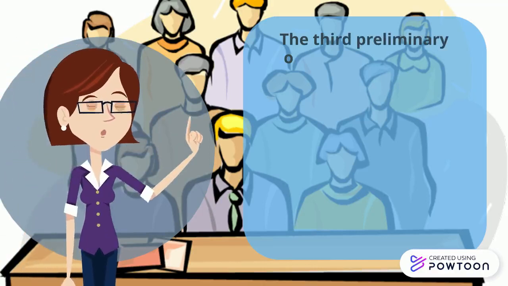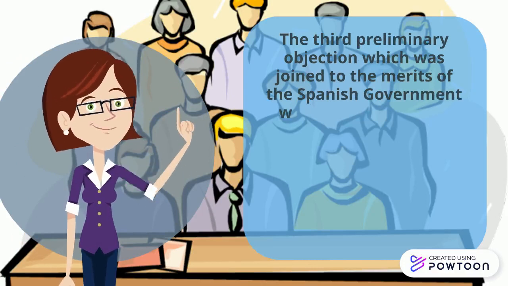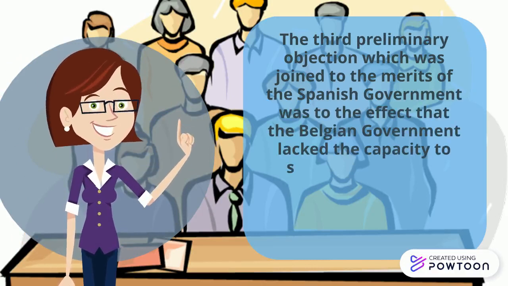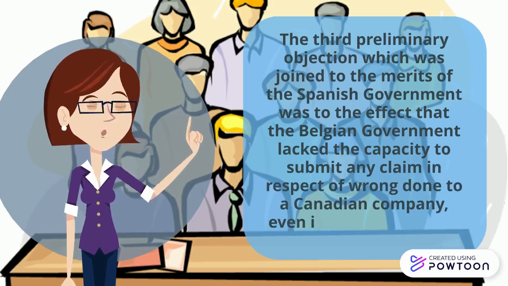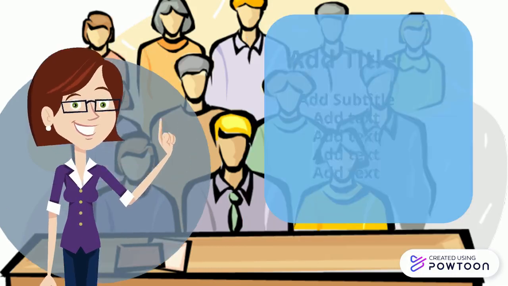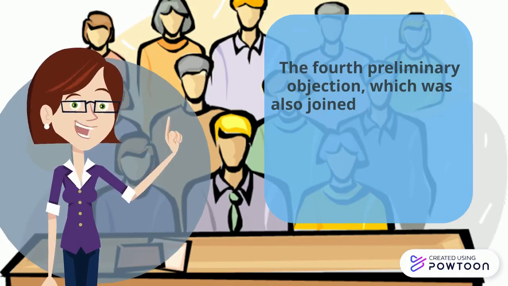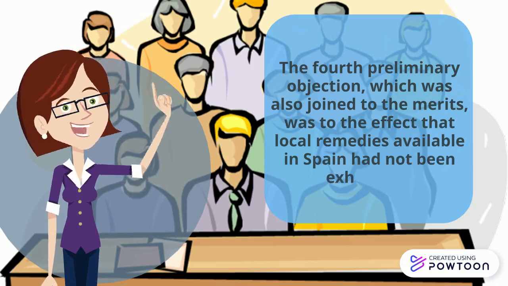The third preliminary objection, which was joined to the merits of the Spanish government, was to the effect that the Belgian government lacked the capacity to submit any claim in respect of wrong done to a Canadian company, even if the shareholders were Belgian. The fourth preliminary objection, which was also joined to the merits, was to the effect that the local remedies available in Spain had not been exhausted.